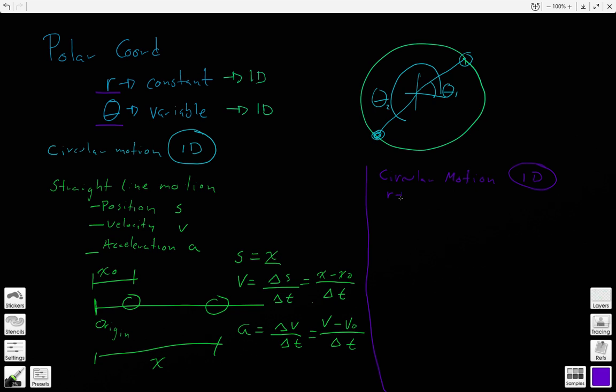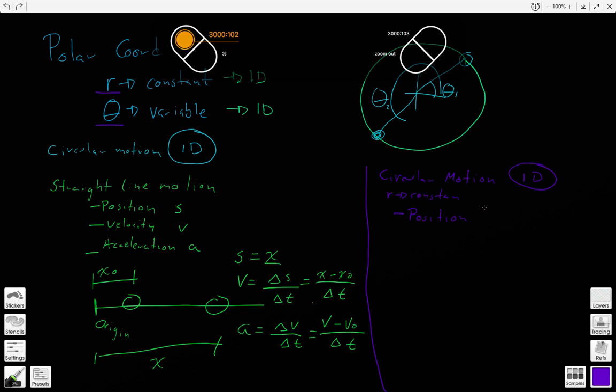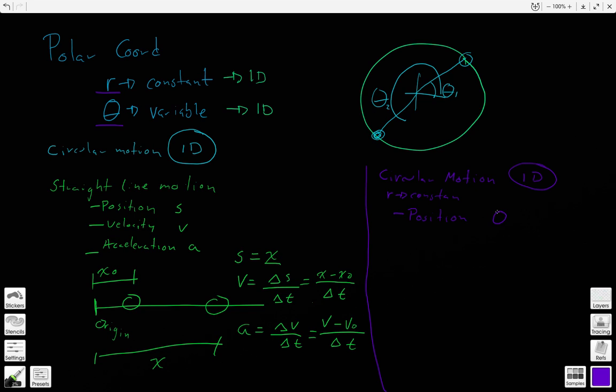R remains constant, and in this type of motion, what is my position? Let's call this S again. My position in this type of motion is not described by S or x, it's described by something we call theta.